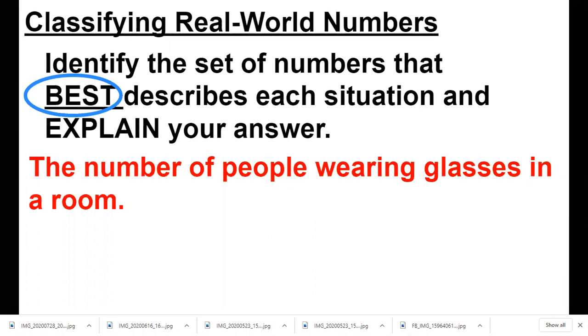Well, let's start with integer. The number of people wearing glasses in a room. It could be an integer, but remember that integers include the negative numbers.